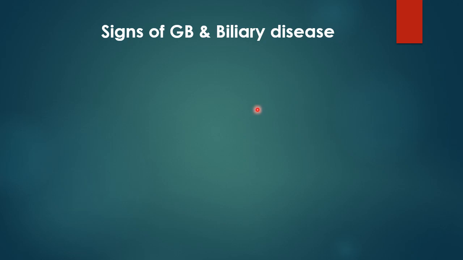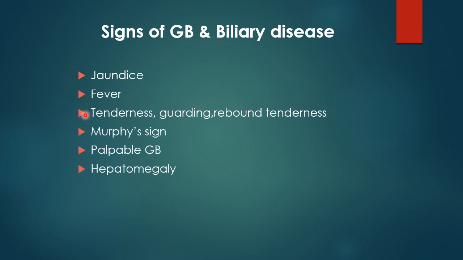Next come the signs of biliary disease. These are the signs commonly seen in gallbladder and biliary disease: jaundice, fever, and the fever, if it is associated with bacterial infection, can classically be with chills and rigors. Very important to get fever with chills and rigors. Tenderness and guarding with rebound tenderness, localized more to the right hypochondrium and sometimes extending to the epigastric region.